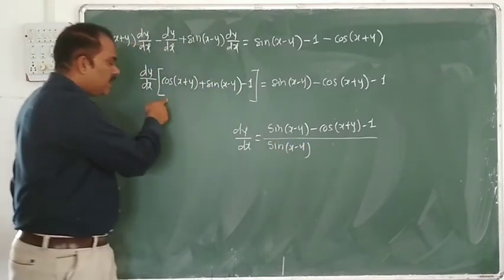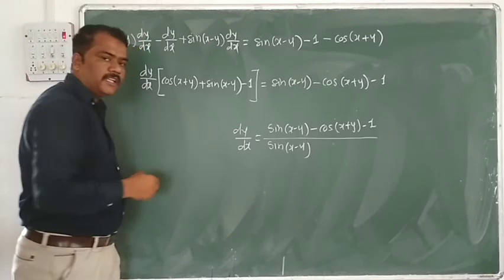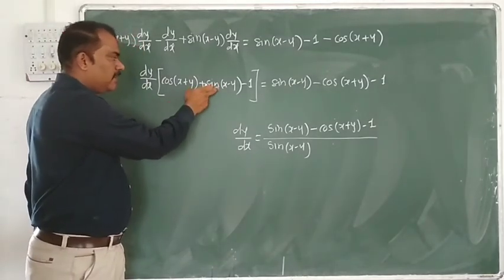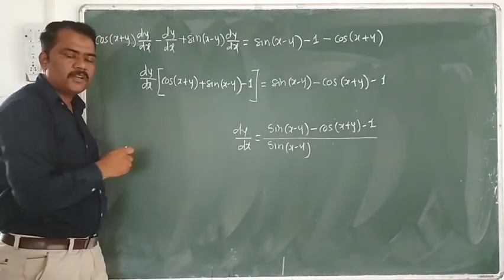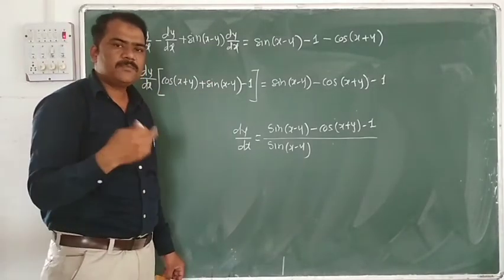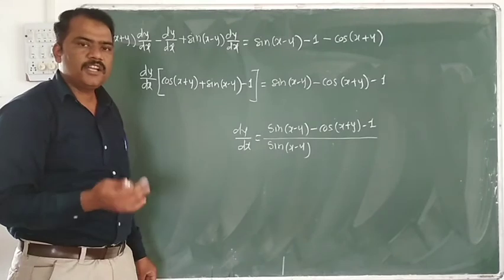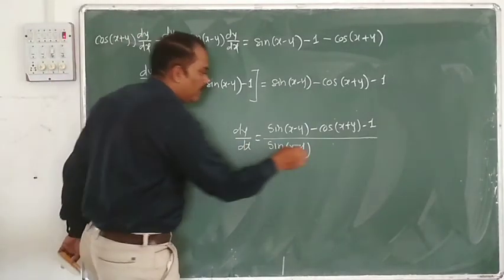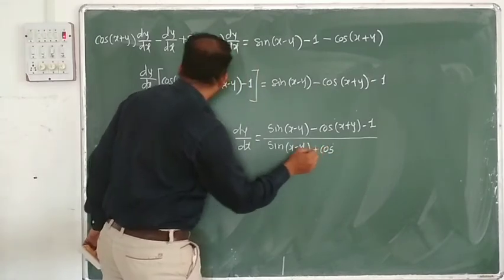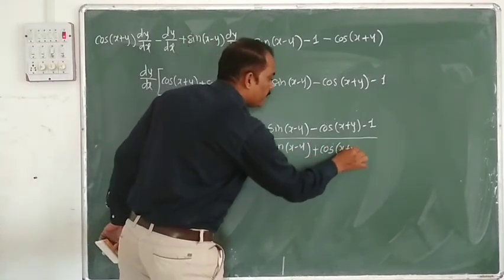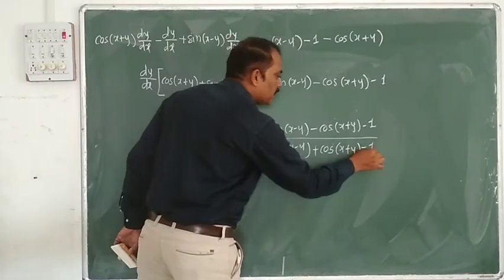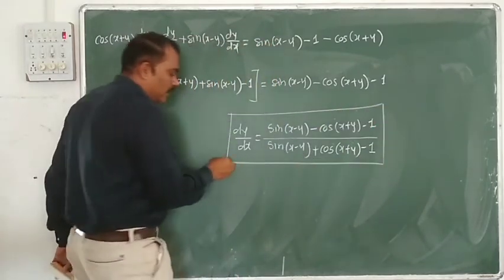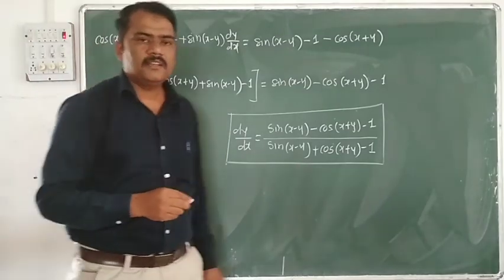This bracket is multiplied. When you have to transfer on the RHS, it must be divided. Only we have to rearrange the terms. We have to write the sin plus, then we have to write the cos, because addition is commutative. x plus y is the same as y plus x. 2 plus 3 is the same as 3 plus 2. So that sin of x minus y plus cos of x plus y minus 1, which is the required answer.